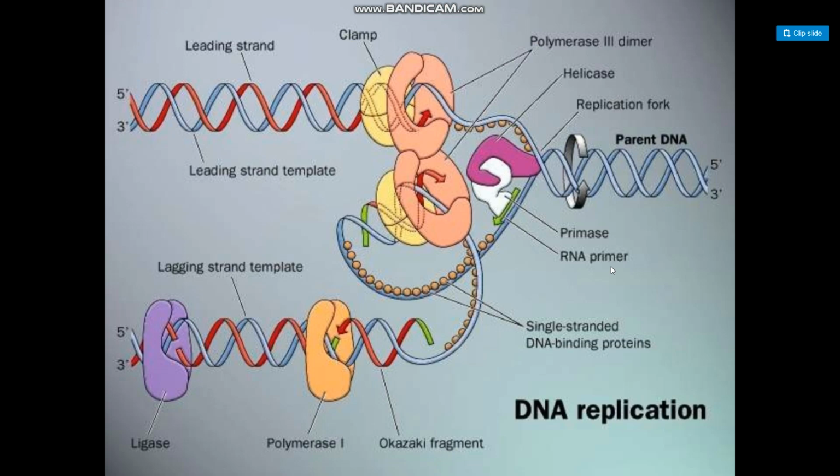This diagram shows DNA replication. These are the leading strand and the leading strand template. The overall replication machinery is shown, like clamps, the polymerase III dimer, helicase, and replication forks. These show the primer and single stranded DNA binding protein connected with the beta clamp, and the lagging strand template is connected with polymerase I, filling in an Okazaki fragment with the help of polymerase I.